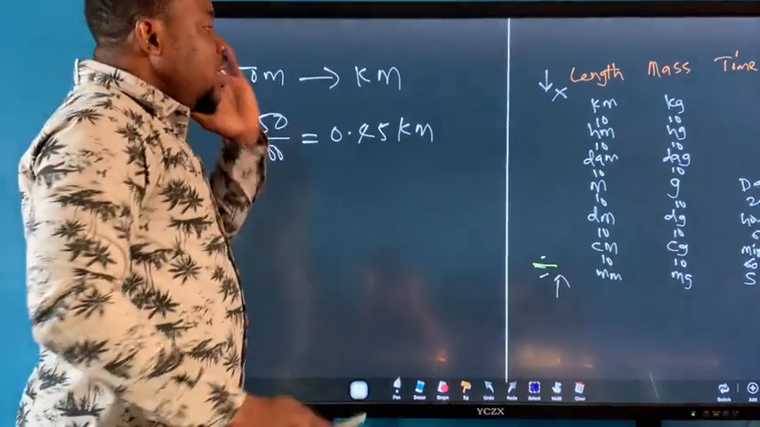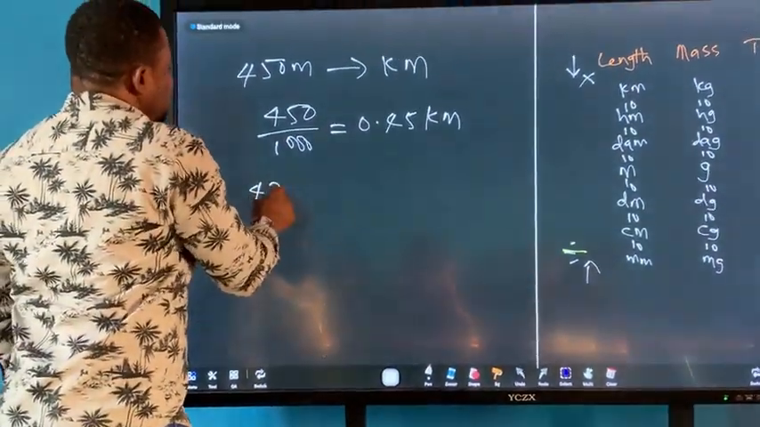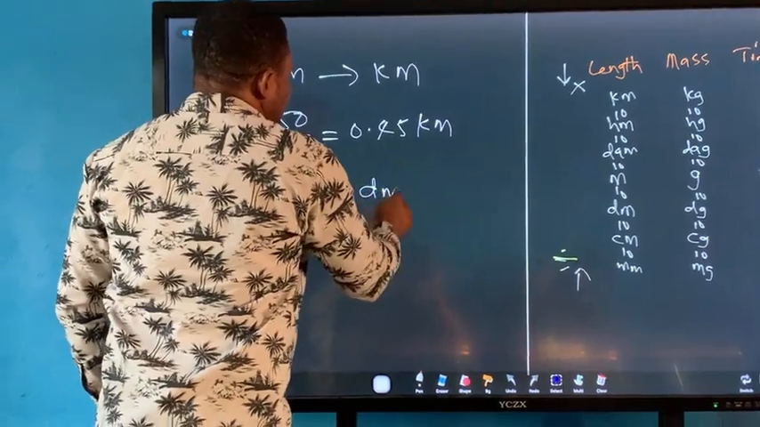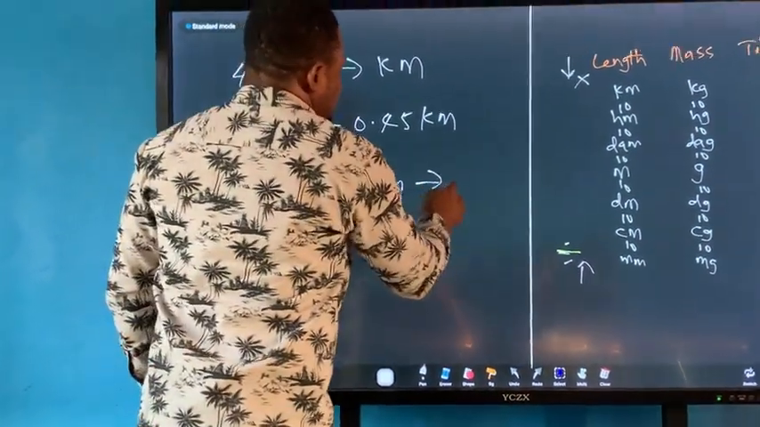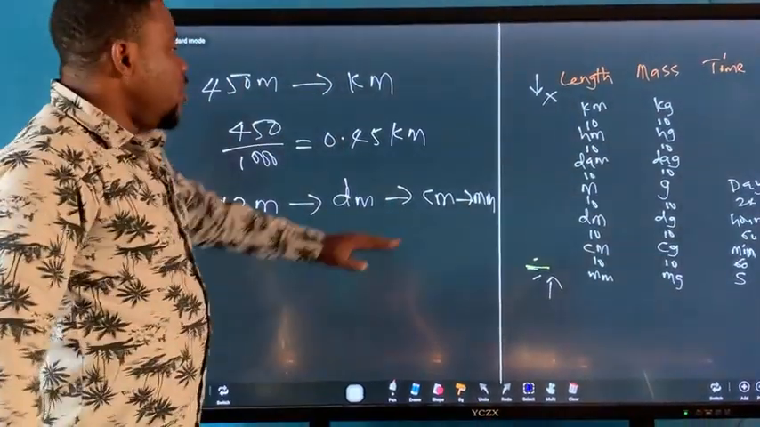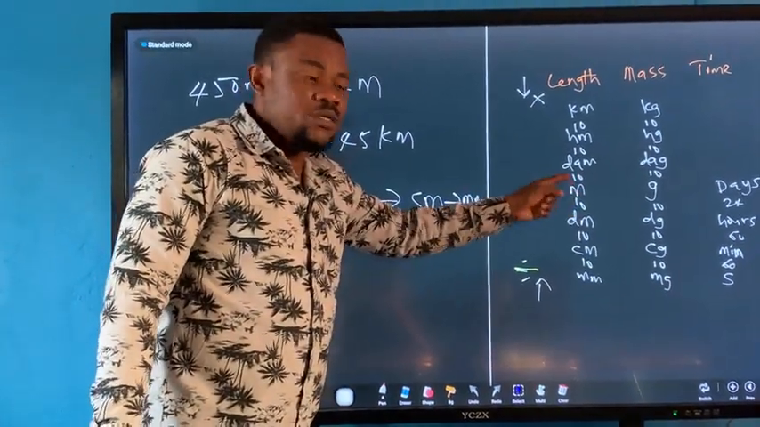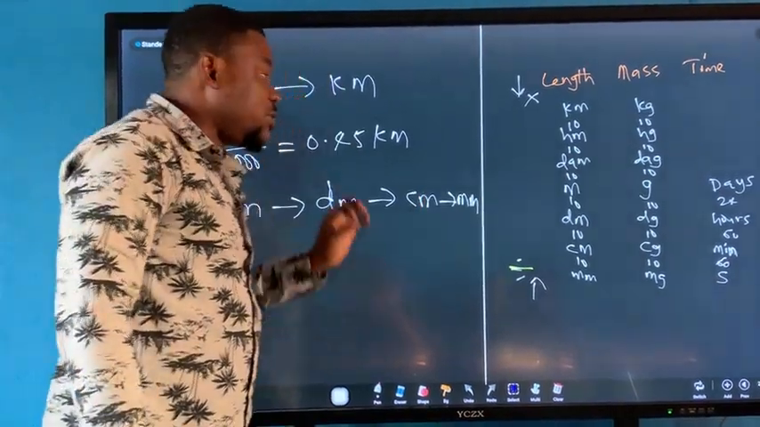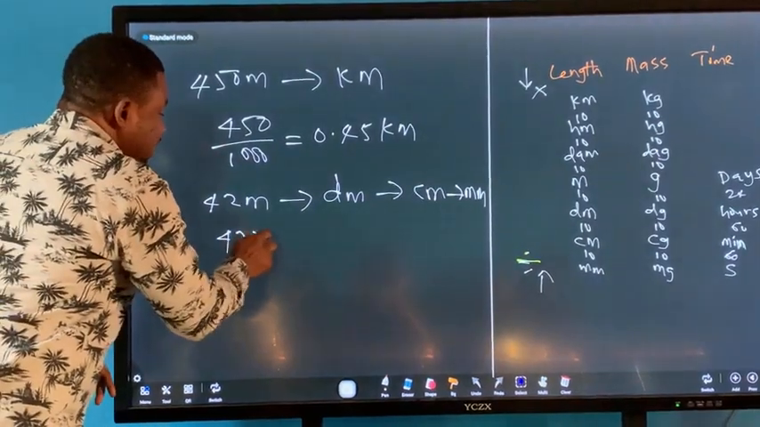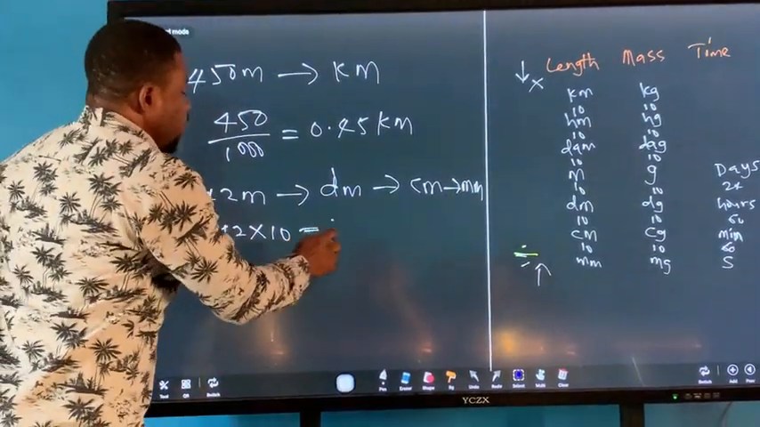Is that okay? If I'm converting the same for 42 meters, I want to convert from meters to decimeters, and then to centimeters, then to millimeters. Question is, from meter to decimeter, how many times do I pass? Just one, right? I pass only one 10. That conversion factor is 10. So I'll have 42 times 10. Why is that? Because I'm going down.